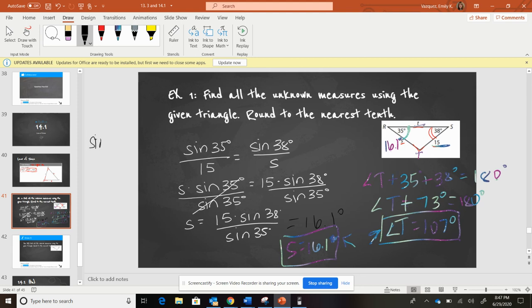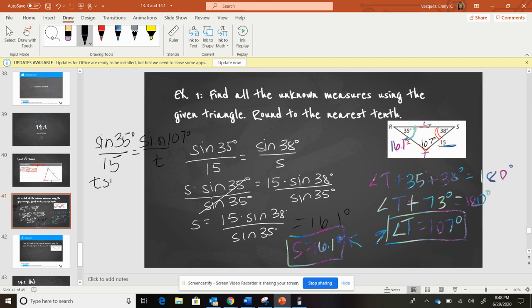I'm going to have the same proportion, sine of 35 degrees over 15. And my goal is to find lowercase t. So in order to find lowercase t, I need to compare that to capital T, which I found to be 107 degrees. So I'm going to put that on top. Now, when you have any of these proportions, you're always going to have the same type of solving steps. So the first thing you'll do is cross multiply. And then you're going to go ahead and divide.